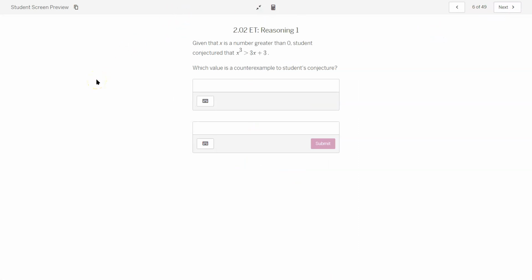Given that x is a number greater than 0, a student conjectured that x to the power of 3 is greater than 3x plus 3. So we know that it's going to be greater than 0. So let's look at some examples here. If we were to throw in, let's just say 1.